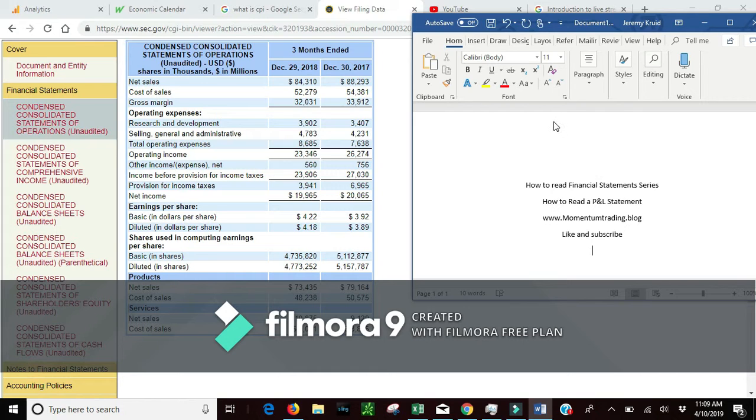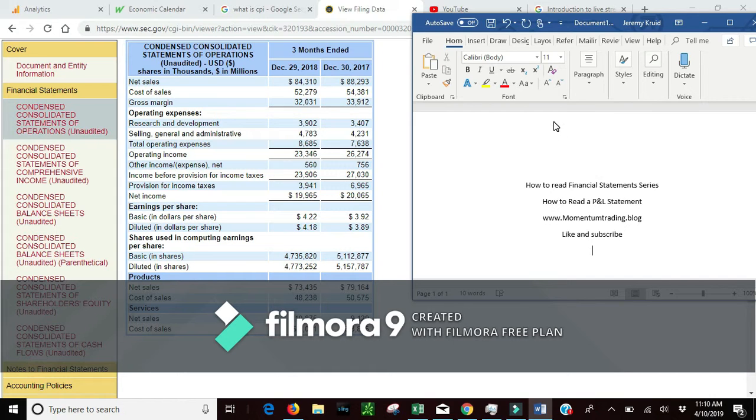Big numbers. On the right side at the top of it you see it's a 3-month quarterly report and not the 12-month annual report. And then you have below that the dates of this report and then the date of the prior report for comparison. All right, let's go ahead.